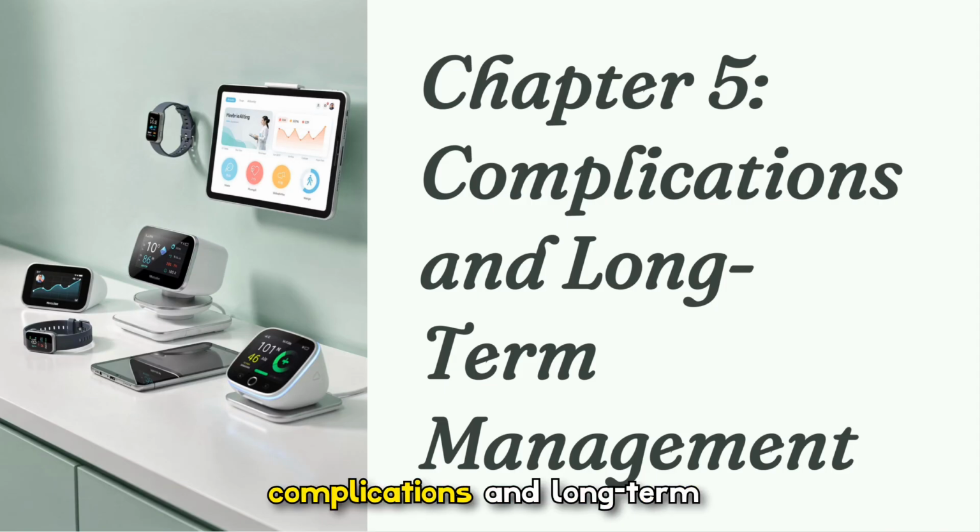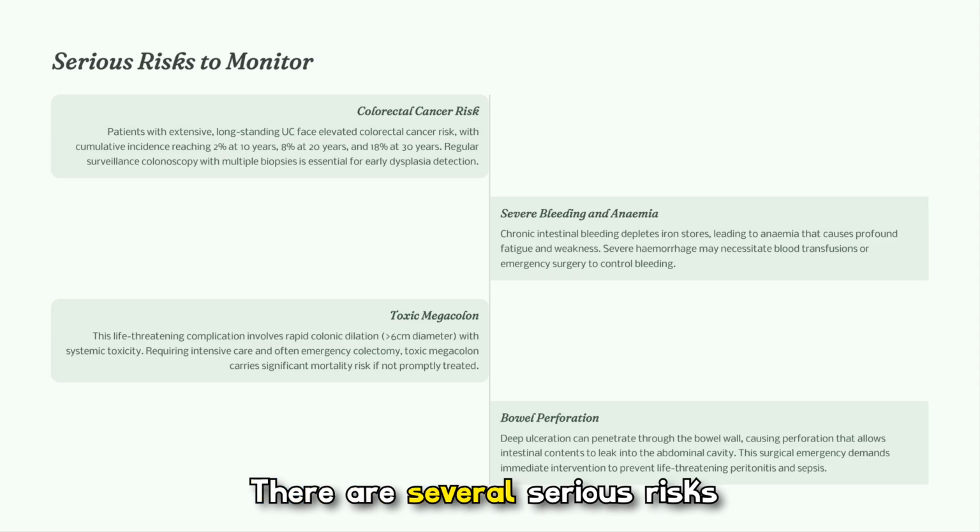Chapter 5 turns to complications and long-term management, emphasizing that sustained surveillance and comprehensive care are essential to reduce serious risks and preserve function over a patient's lifetime. There are several serious risks to monitor closely, including an elevated colorectal cancer risk with long-standing disease, severe bleeding, and anemia from chronic blood loss, life-threatening toxic megacolon, and bowel perforation that demands emergency surgery.